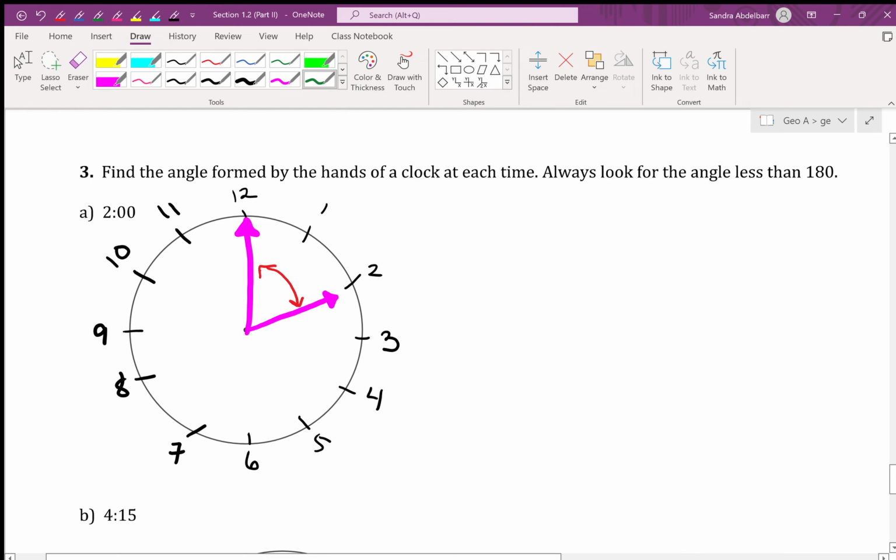Now, the clock is in the shape of a circle. Who remembers how many degrees a circle is altogether? Alexios? Yeah, 360. You got it, 360 degrees. Now, we took that 360 degrees and didn't we split it into 12 sections? So we're going to do 360 divided by 12, which is 30 degrees. What does that mean? That means between every two numbers is 30 degrees.